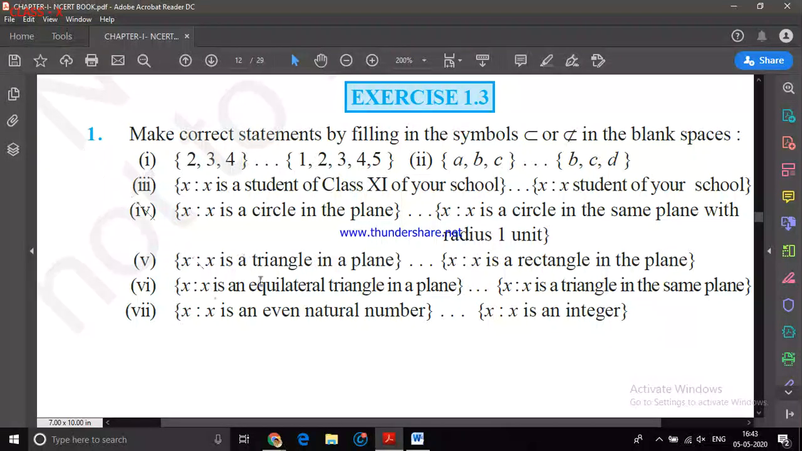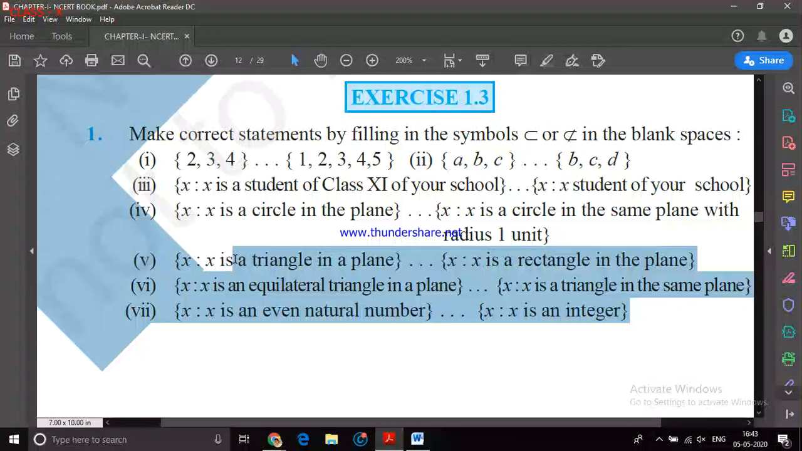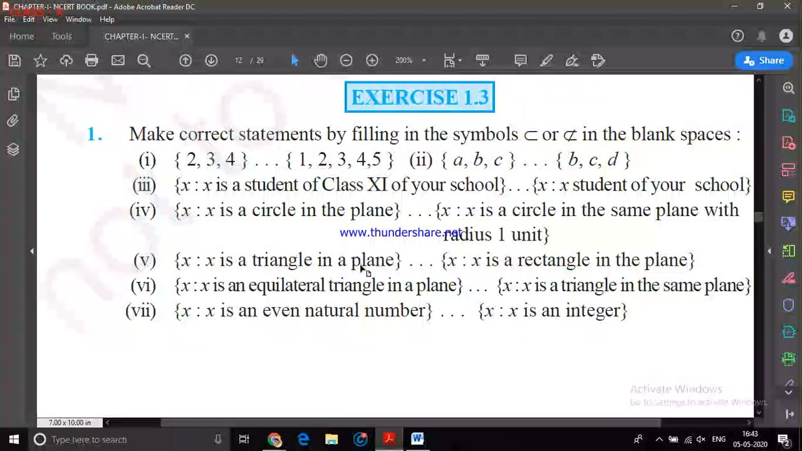Next. Let me move on. X such that X is an equilateral triangle in a plane, question number 6, and X is a triangle in the same plane. Set A is talking about equilateral triangles and set B is talking about all the triangles. So what do you say? It is a subset.